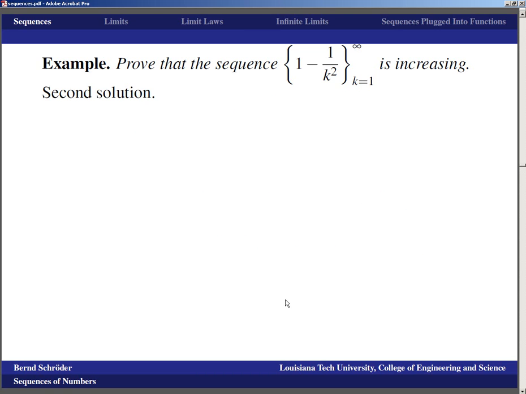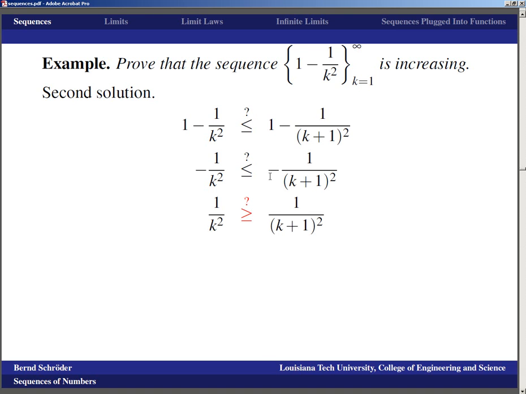Another way to work this out would be that we would simply have to verify the inequality. So we ask ourselves, is 1 minus 1 over k squared less than or equal to 1 minus 1 over (k plus 1) squared? That would mean, because we can cancel the ones, that negative 1 over k squared would have to be less than or equal to negative 1 over (k plus 1) squared. When we cancel the negative signs, we have to be really careful.